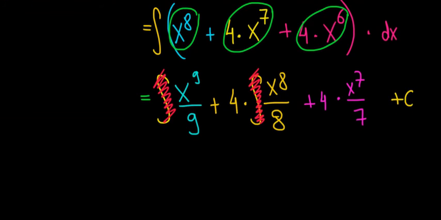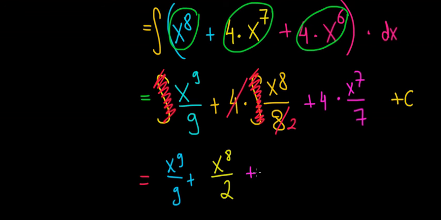Okay, we can cancel out some terms over here, because 4 and 8 cancel out, and we're left with 2. So as a result, we're going to have x to the power of 9 over 9, plus x to the power of 8 divided by 2, and then finally plus 4x to the power of 7 divided by 7, plus a constant. So plus a constant over here, and that would be the answer, and we are done.